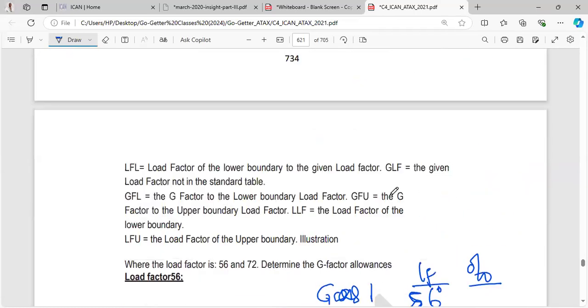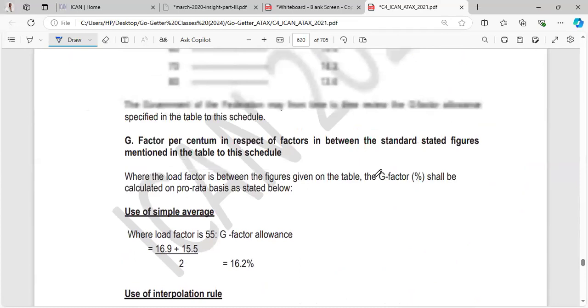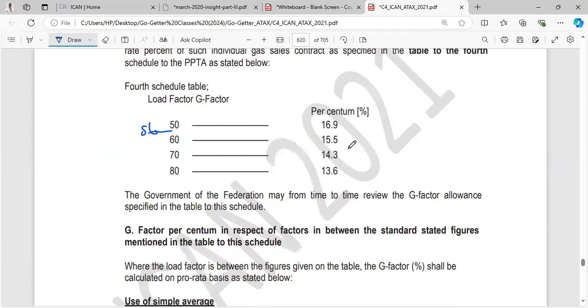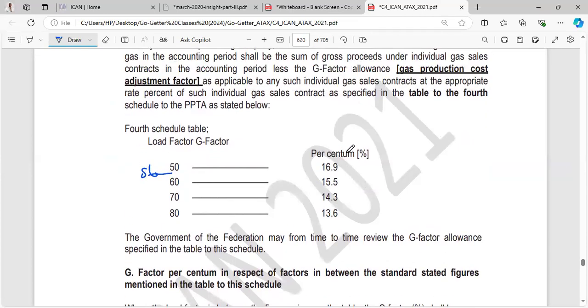That is what is being said here, that the value for any petroleum company, the ascertainment of the value of all chargeable natural gas, shall be the sum of the gross proceeds under individual gas sales contracts less the G factor allowance. So this G factor allowance is what we just calculated, the G factor percentage.